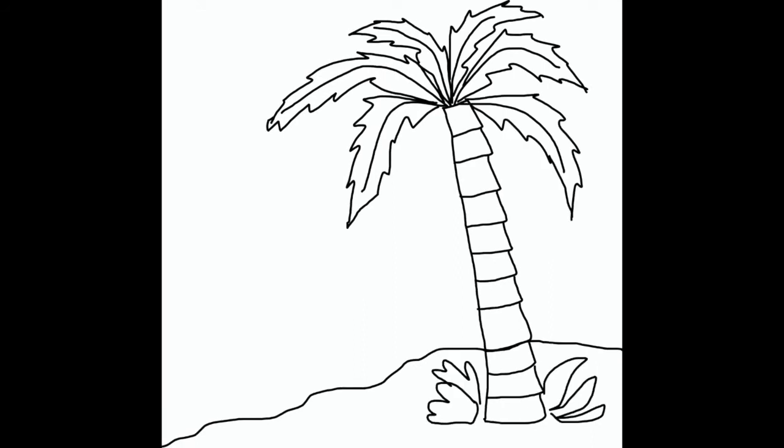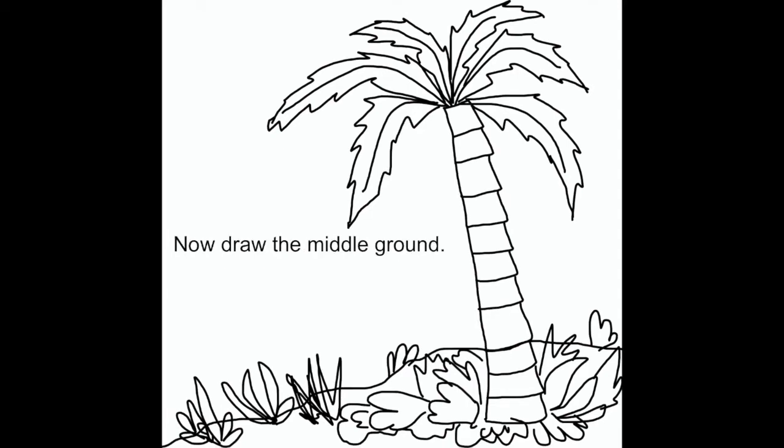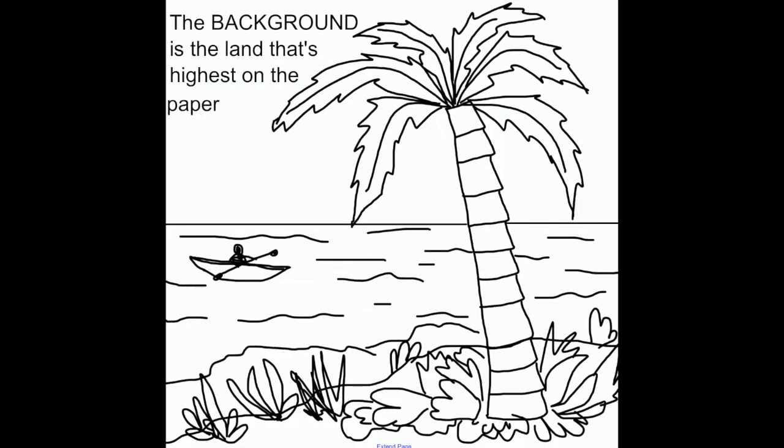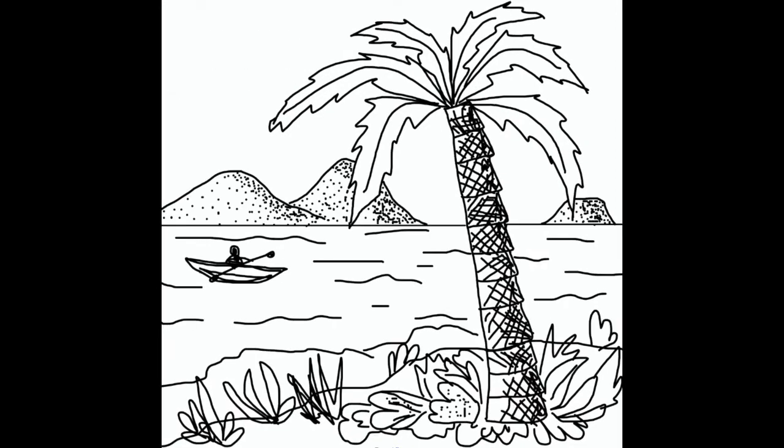We begin by working on the foreground of our landscape, the part closest to the viewer. Now we're going to draw the middle ground. And finally, we'll do the background, the land farthest away. Next week, I'll explain shading using crosshatching and stippling, but you don't need to do that today.